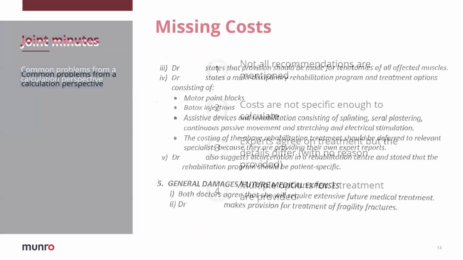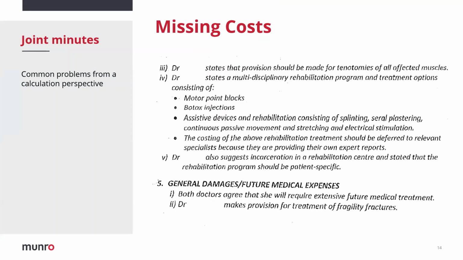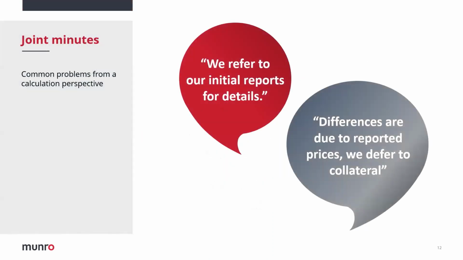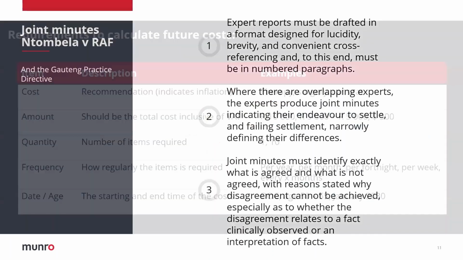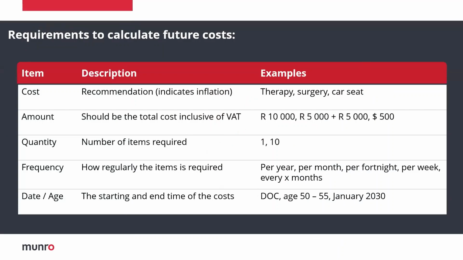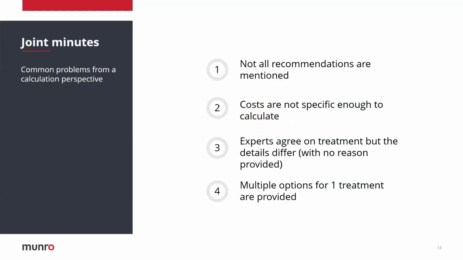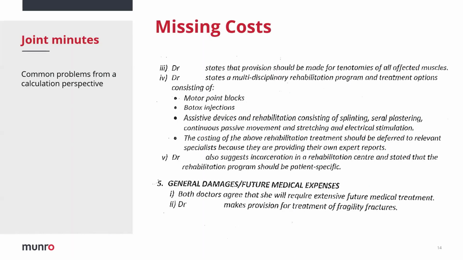So the first one I'm going to talk about is missing costs. So here, it's just an example of a particular doctor. I'm just going to read the first one. Basically, that doctor is talking about affected muscles, and they're saying provision should be made. But we don't know how much needs to be for those things. So that's the thing I was talking about. So going back to that slide that I mentioned, it should look like this. It should have the cost, the amount, the quantity, the frequency, the date, and the age. So in this instance, they actually didn't give us the cost. So the cost is missing.